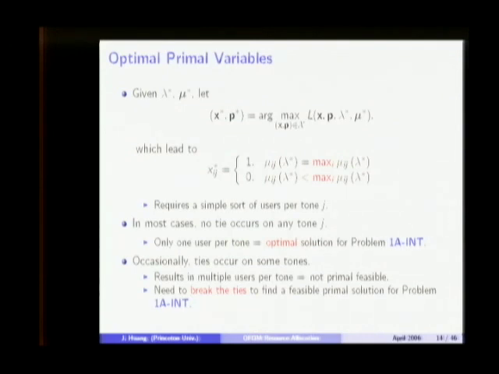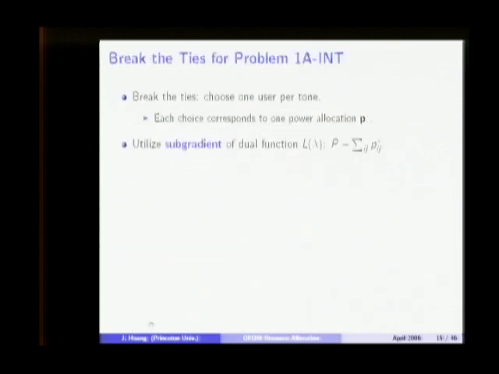So when a tie occurs, that essentially means multiple users achieve the maximum on a tone j, which means the corresponding result will be multiple users per tone, not primal feasible, right? And then we need to break the tie to find one user per tone to satisfy the practical constraint. So breaking the tie is essentially choosing one user per tone. Essentially it corresponds to choosing one power allocation, because given the channel allocation, you can calculate in closed form the corresponding power allocation, which is essentially a linear function of the channel allocation.